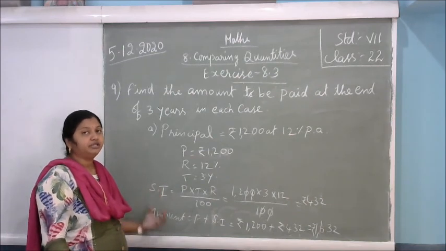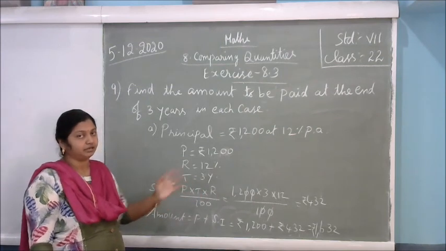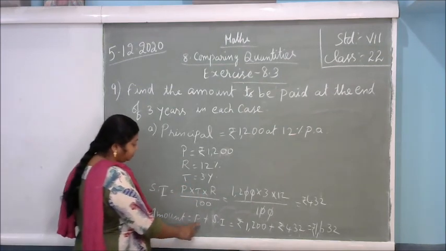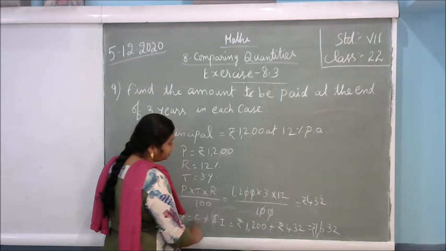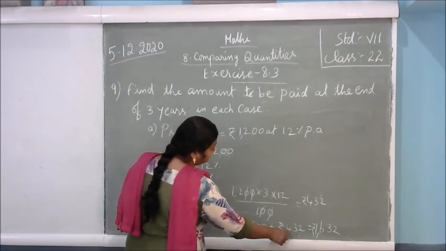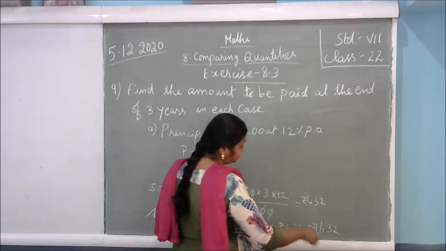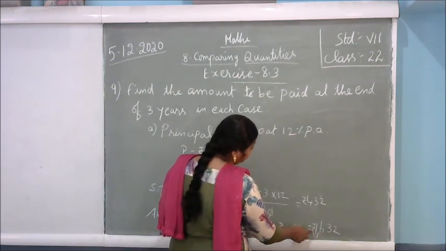You have to find the amount, how much you are giving to the bank again. Amount is equal to principal plus simple interest. Principal is 1,200 and simple interest is 432. Both together you should add, and you have to pay that back to the bank. So rupees 1,632. So your amount is 1,632.